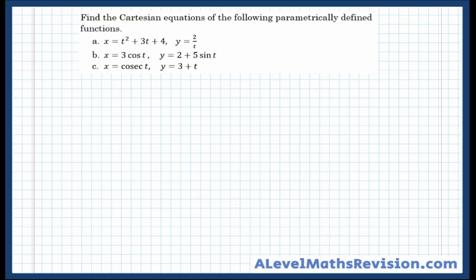So there it is there, we've got 3 examples. Find the Cartesian equations of the following parametrically defined functions. So part A, relatively straightforward. All we're doing is making one of those equations say t equals, and we can see that it's easier to make the second equation say t equals.